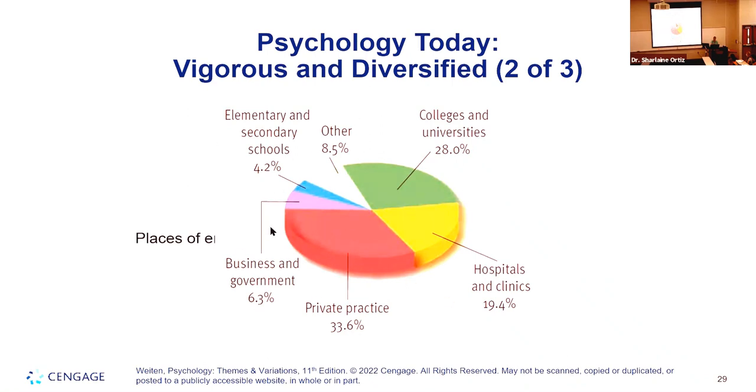So any questions about that? You said this was for the breakdown of the people with doctorates in psychology? Generally, this is what it looks like for people who have doctorates in psychology.